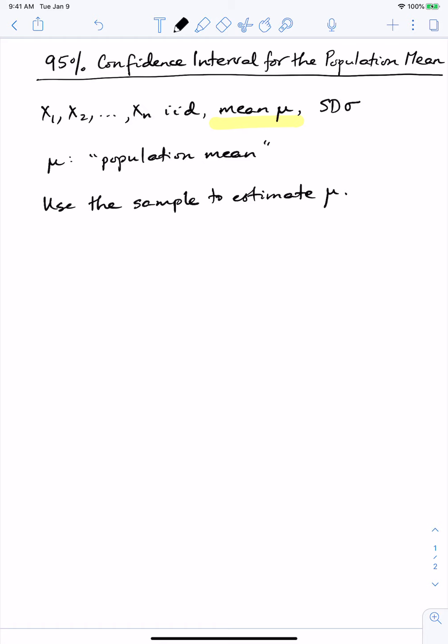And we are going to assume that this population mean is a fixed number. We might not know it, but it's fixed. It's a nail hammered into the number line somewhere, we just don't know where. We're going to use the sample to estimate that number, and a natural estimator is the sample mean.